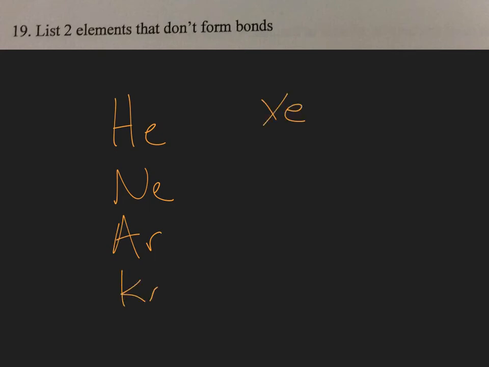Two elements that don't form bonds. Well, elements that don't form bonds are the noble gases. So helium, neon, argon, krypton, xenon, and radon. Okay, those are all the noble gases. Any two of those would work for this question.